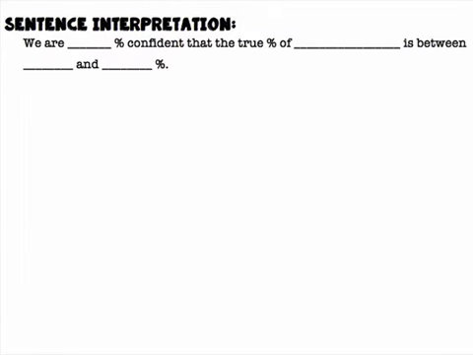All right, sentence interpretation. So you're always going to write the same sentence when you're working with confidence intervals. We would say, we are blank % confident that the true percent of whatever it is we're talking about is between blank and blank %.